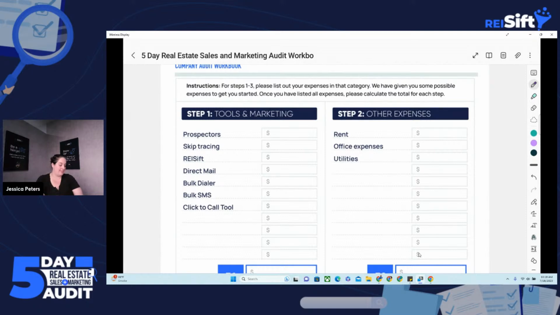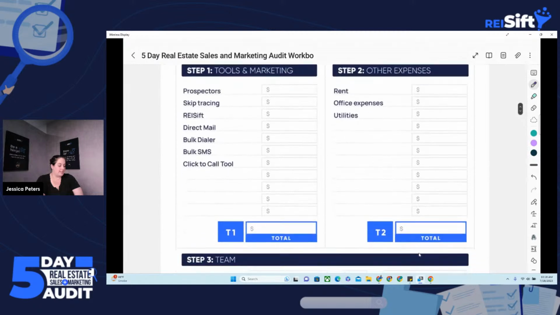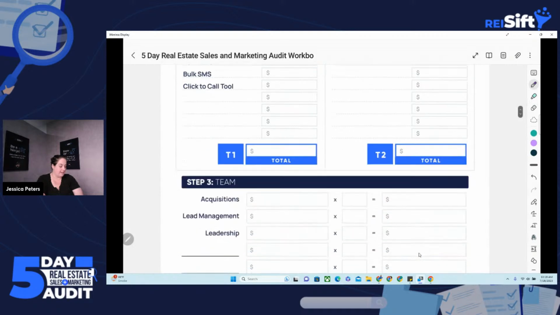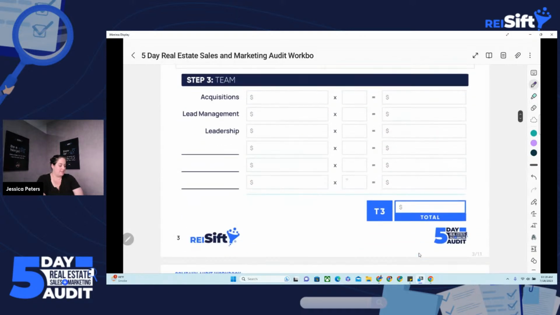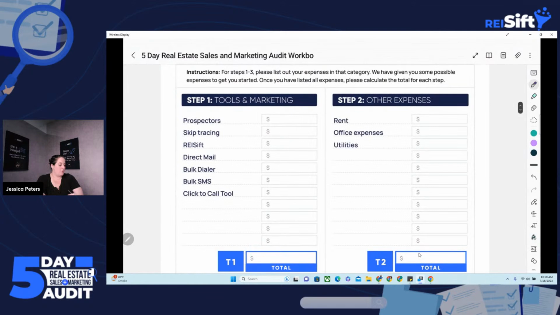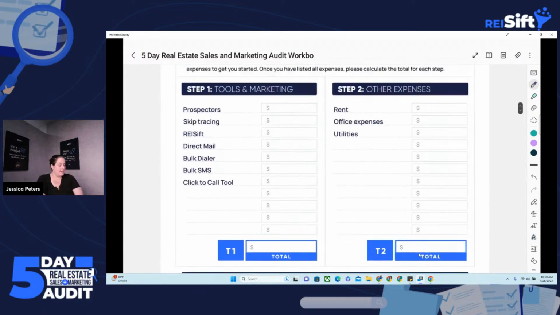So the first thing, we broke it into 3 sections. If you already are using something like QuickBooks and you want to do this, you can just write down the totals. So the blue boxes are the totals for each of these areas. Especially when it comes to team, you can just put the total you spent on your team if you have a team. All right, so we broke it into tools and marketing, other expenses, and then how much are we spending on our team or our employees.